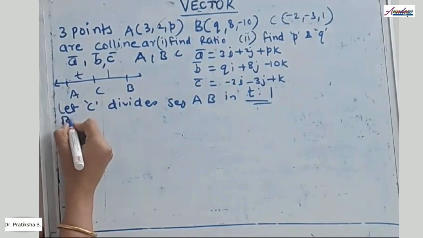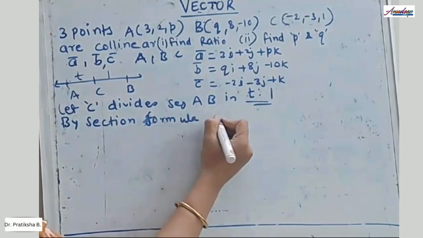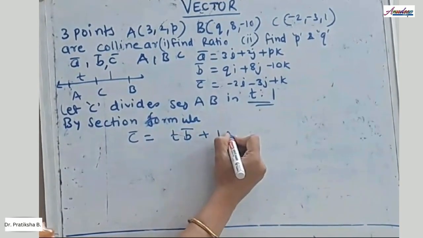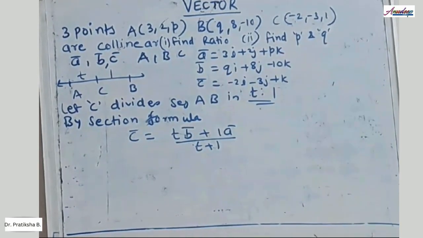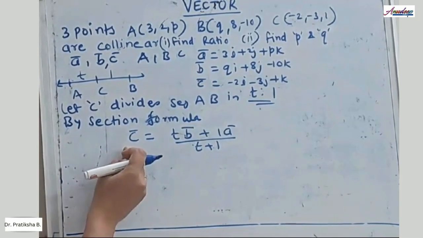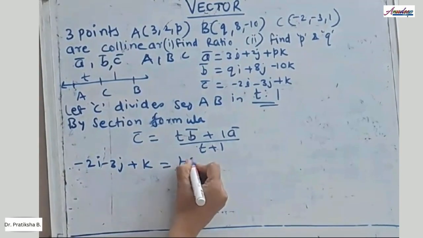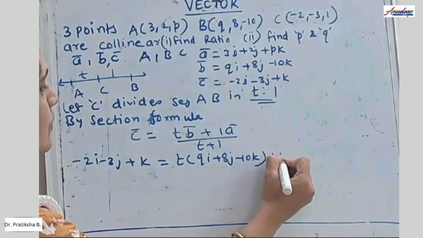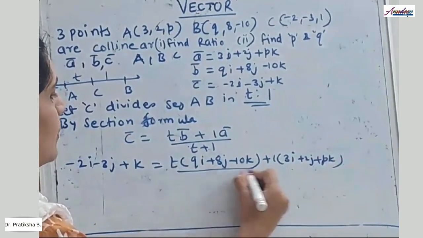So by section formula, what do we get? We get C vector is equal to T into B vector plus 1 into A vector upon T plus 1. That is the section formula when one point is dividing the segment in the ratio T as to 1. So let us substitute the values of the vectors from the problem given to you. So minus 2i minus 3j plus k is equal to T into B vector, qi plus 8j minus 10k, plus 1 into A vector, 3i plus 2j plus pk, whole upon T plus 1.